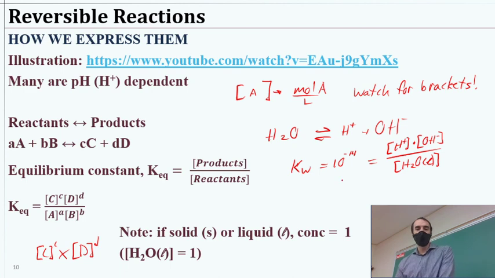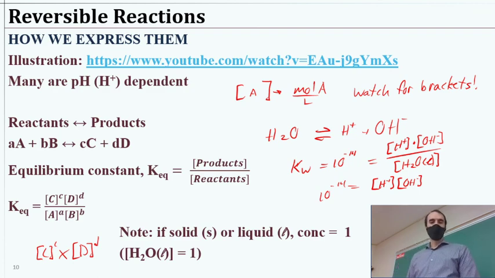So this then becomes 10 to the minus 14 equals the H plus molar concentration times the OH minus concentration. If they're equal, which is what we call pH 7, then each of them is 10 to the minus 7, which is where we get pH 7. So we'll resume that part next time and go into more depth, and I'll elaborate on that.